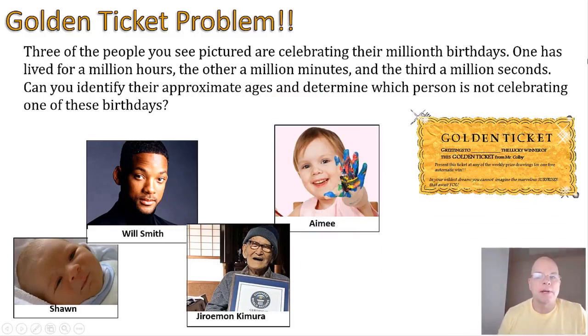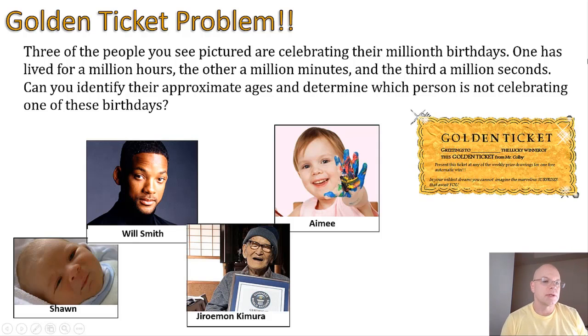It's the first golden ticket problem of the year. These are optional challenge problems that are hidden in some of the videos. I'll explain how that system works in just a minute, but let's read the problem together. Three of the people you see pictured, of these 4 people, are celebrating their 1,000,000th birthdays. One has lived for 1,000,000 hours, the other 1,000,000 minutes, and the third 1,000,000 seconds. Can you identify their approximate ages and determine which person is not celebrating one of these birthdays?